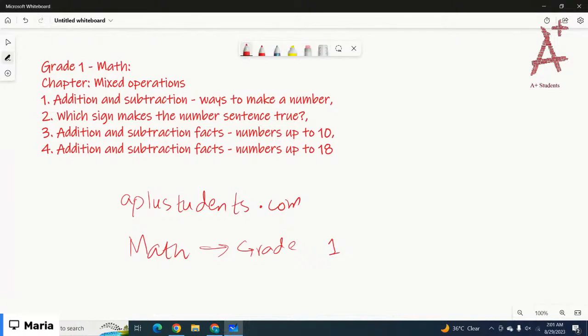There you can find a list of the chapters. We're going to start with the chapter mixed operations. The lessons we're going to cover from the chapter are addition and subtraction, ways to make a number, which sign makes the number sentence true, addition and subtraction facts numbers up to 10, and addition and subtraction facts numbers up to 18. So let's just start with the first lesson.